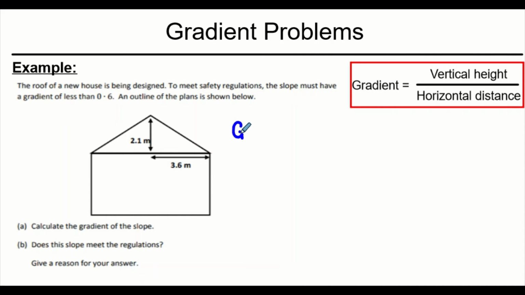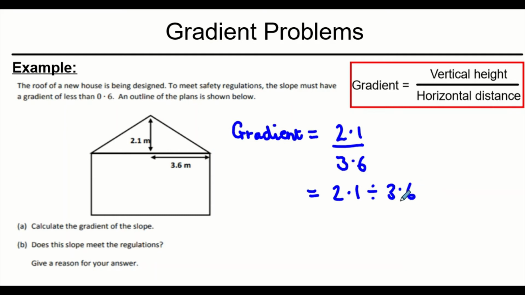So to start off, I'm going to input my information into that gradient formula there. So I'm just going to rewrite my formula, but I'm going to substitute in the information that I've got. So I have my gradient, and that will be equal to my vertical height. So you can see there in the triangle, my vertical height is 2.1 metres, and that is going to be over my horizontal distance of 3.6 metres. And then all I'm going to do is I'm actually going to work out what that gradient is. So I'm turning the fraction into a decimal.